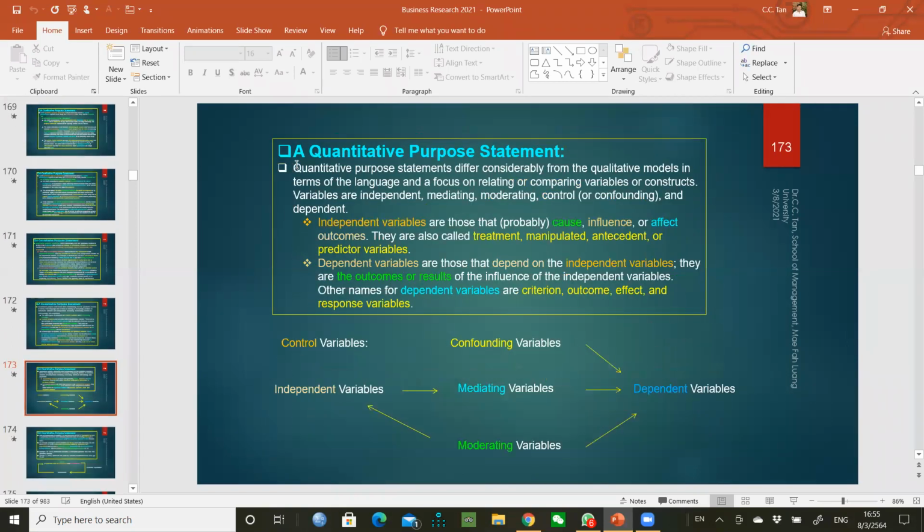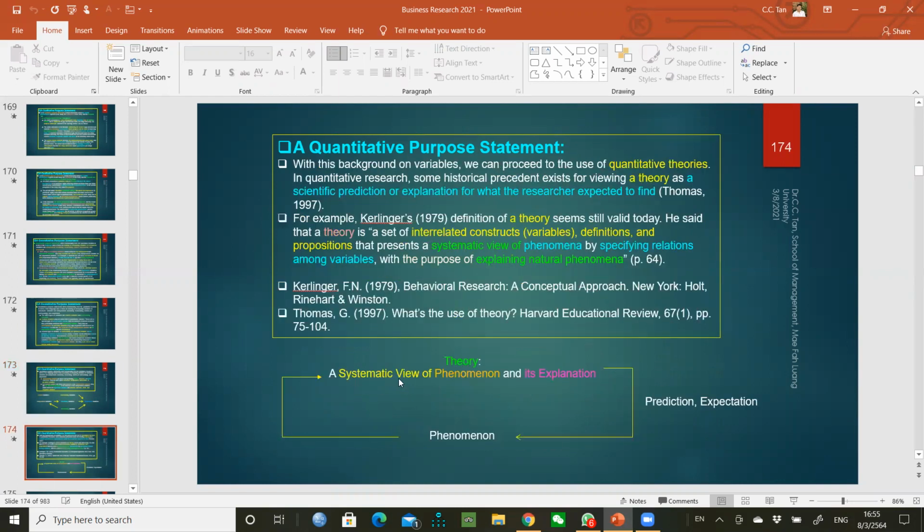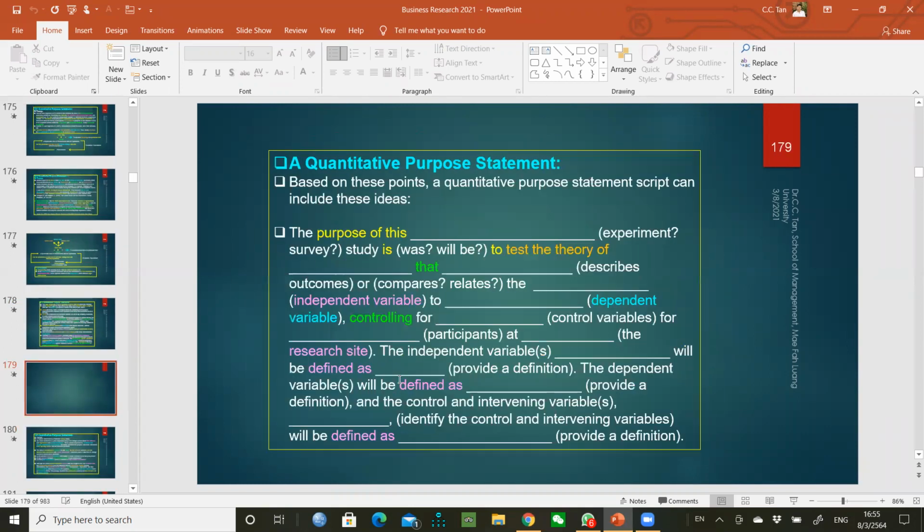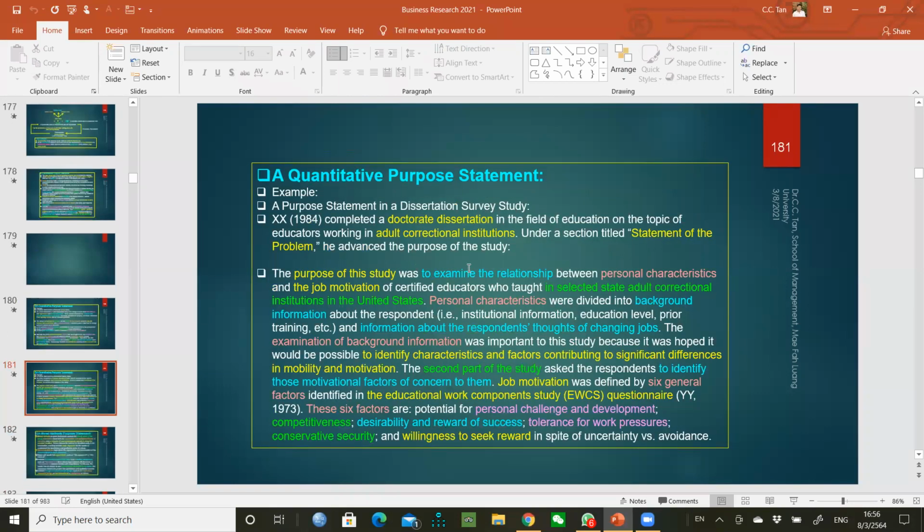And this is quantitative: independent, mediating, dependent, moderating variable, confounding variable, and control variable, which we have already discussed. You can go through them. It's a lot of pages, and these are all examples. For the quantitative purpose statement scripts, the purpose of this study is to test a theory that explains the other ones, with the controlling variables, and the dependent variable can be defined as, the conceptualization. Before you operationalize it, you need to conceptualize the definition.